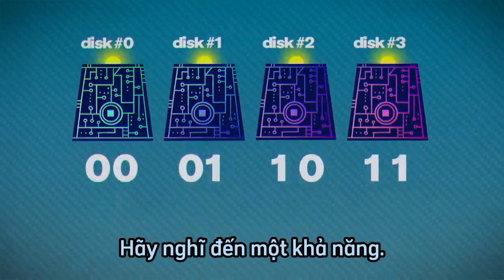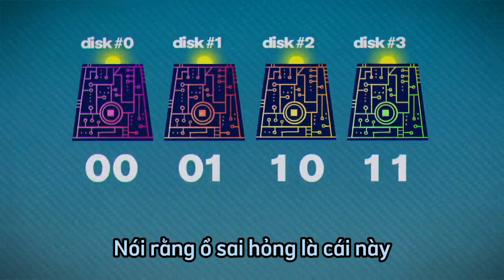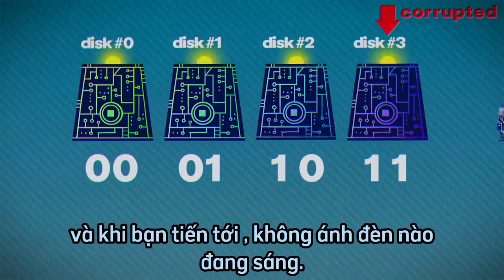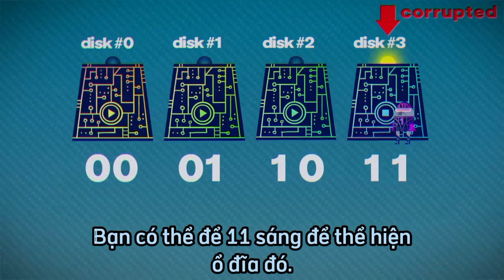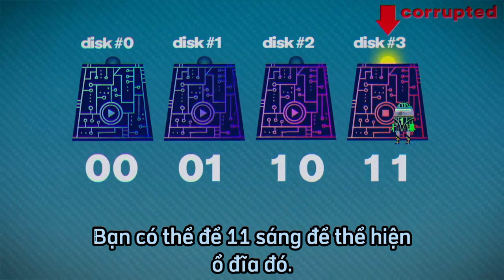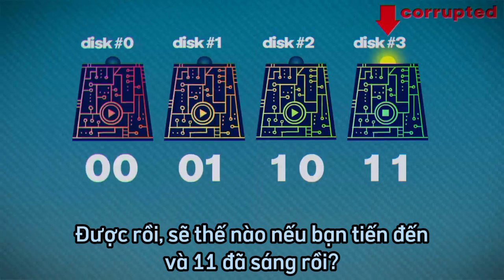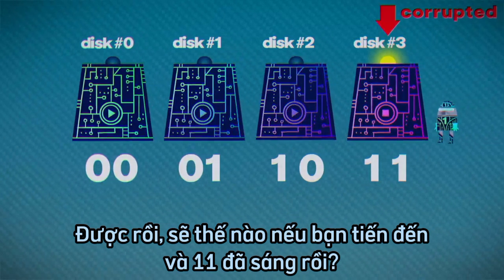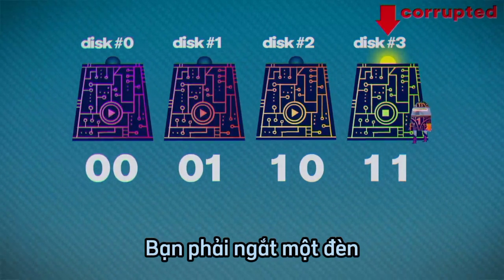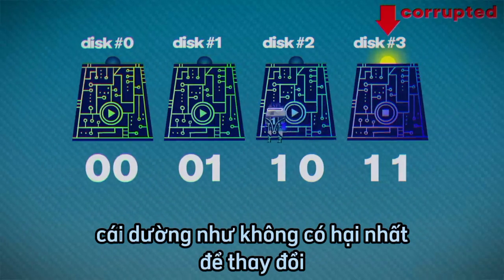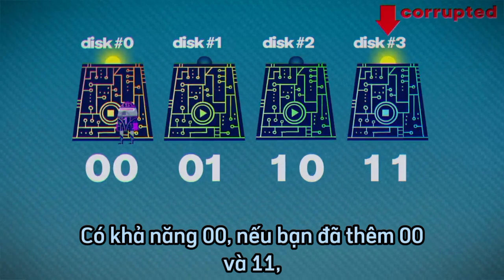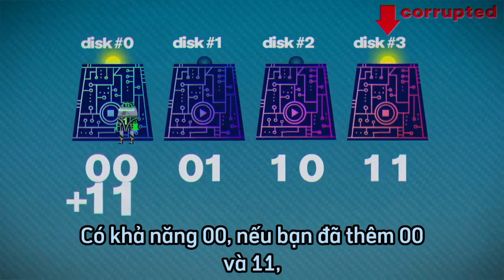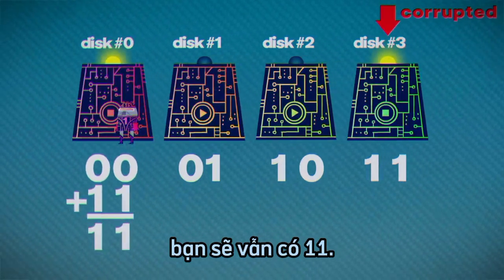Let's consider one possibility. Say that the corrupted disk was this one, and when you come in, no lights are on. You could turn 11 on to indicate that disk. Okay, what if you came in and 11 was already on? You have to switch one light. Which seems like the most innocuous to change? Probably 00, in that if you were to add 00 and 11, you'd still get 11.